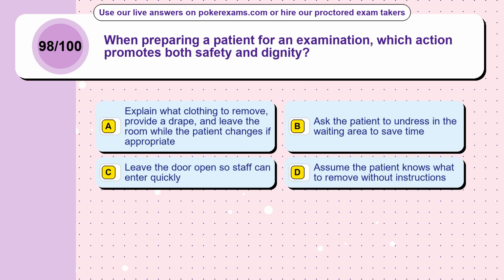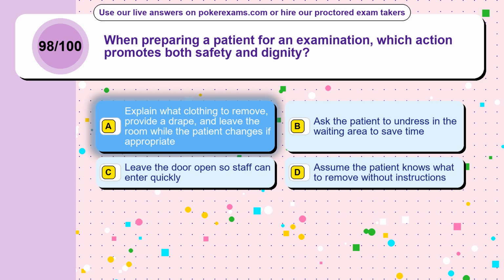Question 98. When preparing a patient for an examination, which action promotes both safety and dignity? Option A. Explain what clothing to remove, provide a drape, and leave the room while the patient changes if appropriate. Option B. Ask the patient to undress in the waiting area to save time. Option C. Leave the door open so staff can enter quickly. Option D. Assume the patient knows what to remove without instructions.